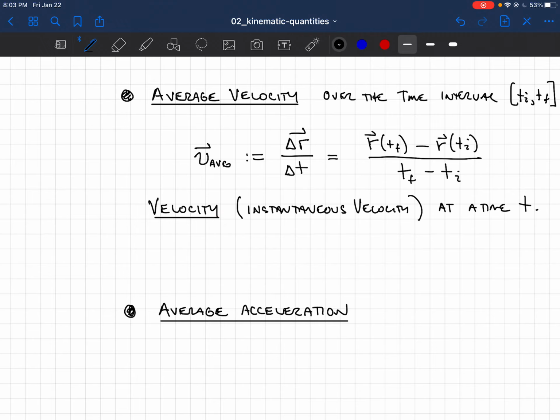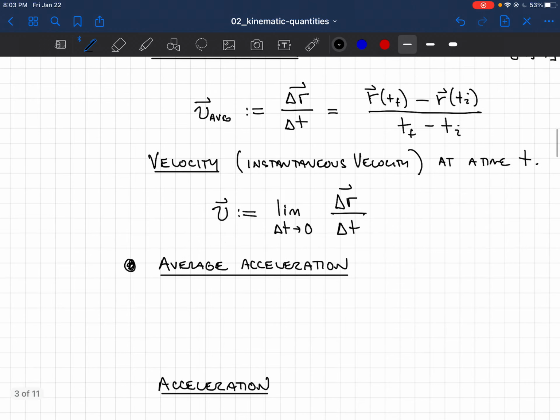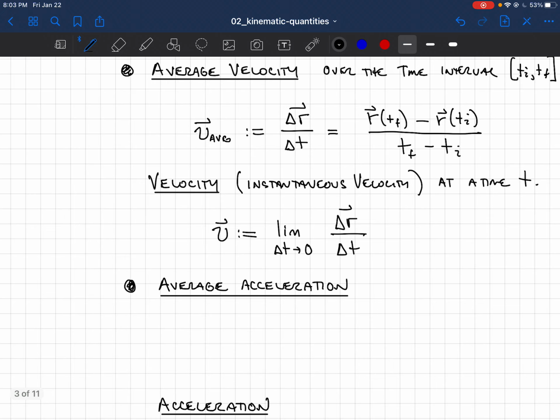But the way that you get it, as we'll see, is that you take the average velocity and you allow the delta t to get smaller and smaller. So it's the limit of the average velocity of delta r over delta t as delta t gets very, very small. So basically you calculate an average velocity over some time interval, and then you make that interval smaller and smaller and smaller, and that becomes the velocity at the moment in time that you reach when that interval gets very small. And we'll see that graphically in a moment.